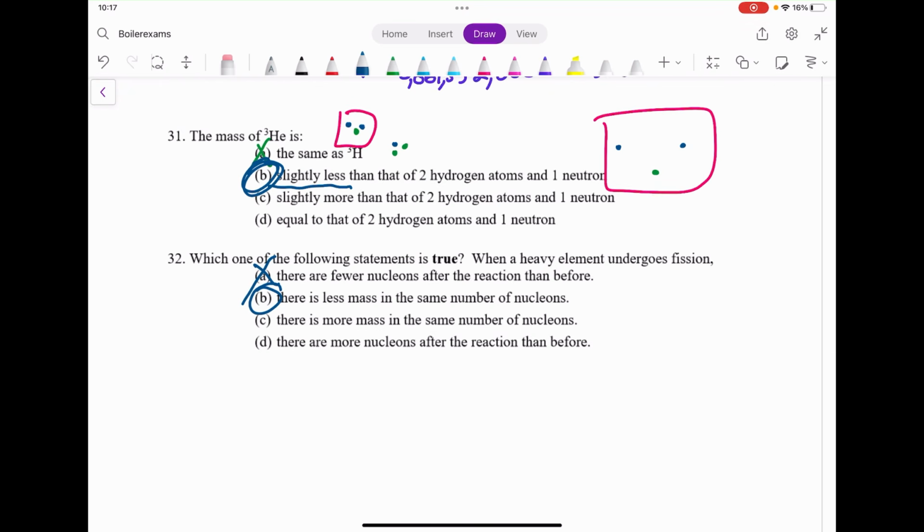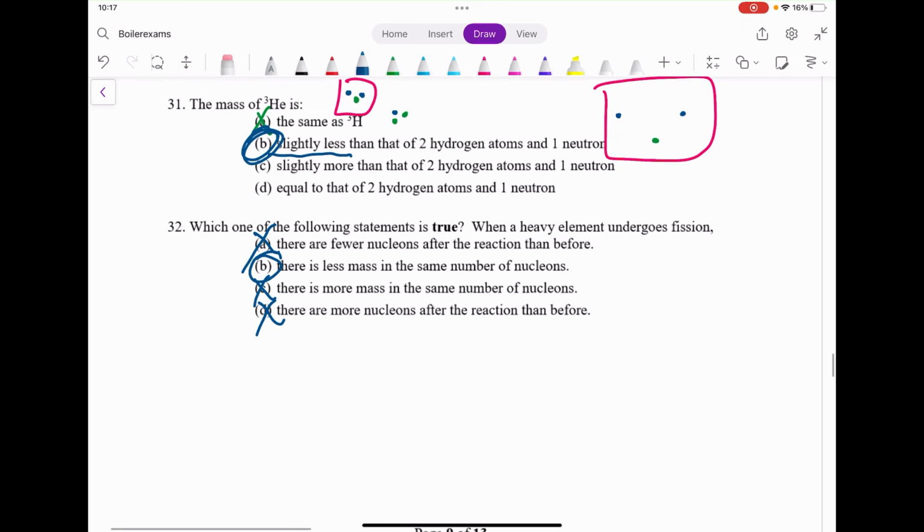That is true. C, there is more mass. No, that would imply that we are absorbing energy during fission, which is certainly not the case. D, there are more nucleons. We don't create or destroy nucleons. All nuclear reactions are balanced, so it's not D. 32B.